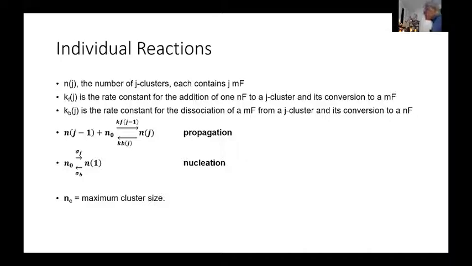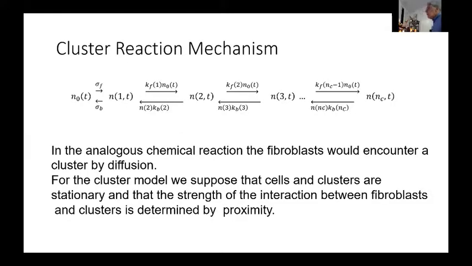But the first reaction is the transformation of a fibroblast to a myofibroblast in the absence of any clusters. And that's the nucleation reaction. And the rate constant for that is sigma F, and the reverse renucleation constant, sigma B, is much smaller. The sigma values are much smaller than the Kf and Kb values because the nucleation reaction is much slower and much less probable. So this is the overall cluster mechanism, a series of second order chemical reactions. I don't want to spend a lot of time on this.